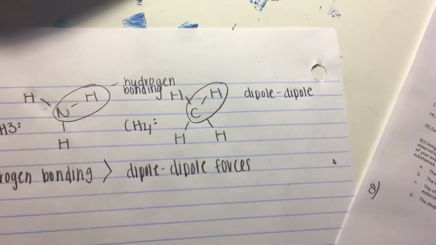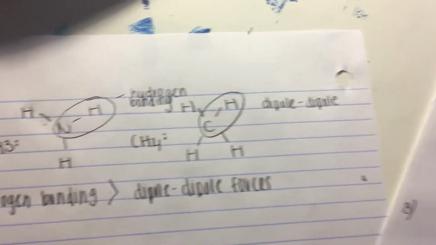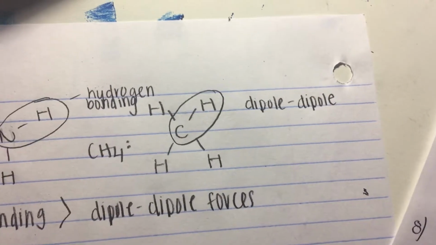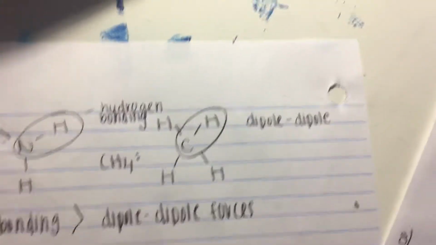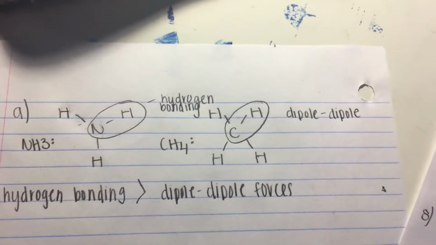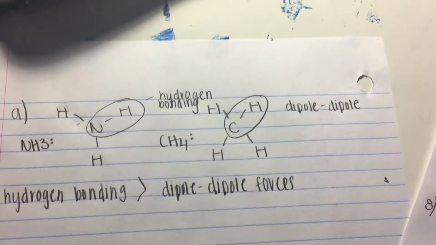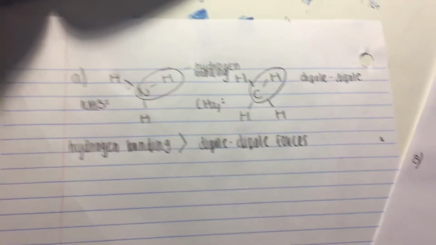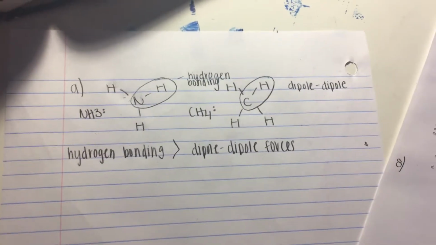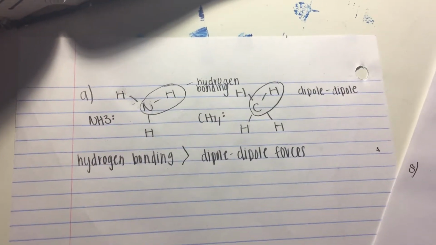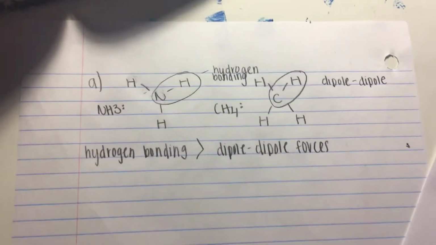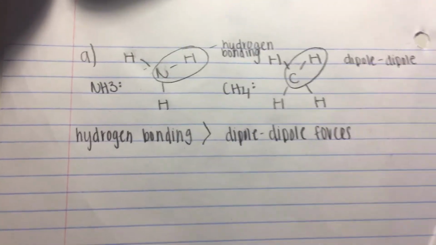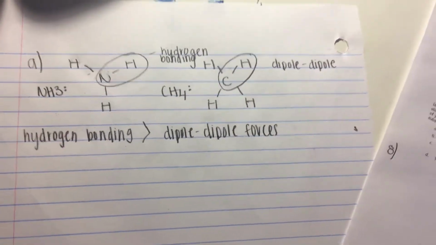CH4 only has dipole-dipole forces, which is a force between a slightly positively charged and a slightly negative atom. Hydrogen bonds are much stronger than dipole-dipole forces, so NH3 will have a higher boiling point than CH4 because it will require more energy to break apart the hydrogen bond than it would to tear apart the dipole-dipole forces.